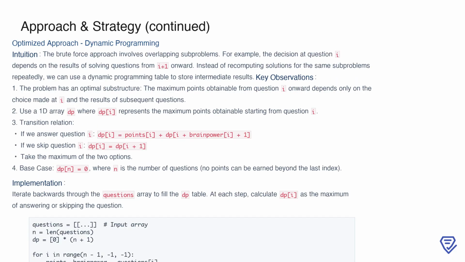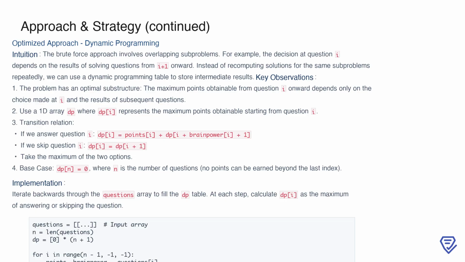Now, to address the inefficiencies of the brute force approach, we can use dynamic programming. The key insight here is that the problem has overlapping subproblems, which means we can reuse solutions for smaller subproblems rather than recomputing them repeatedly. Specifically, the decision at any question depends on the results of solving the subsequent questions. We use a 1D array, dp, where each entry dp[i] represents the maximum points obtainable starting from question i.